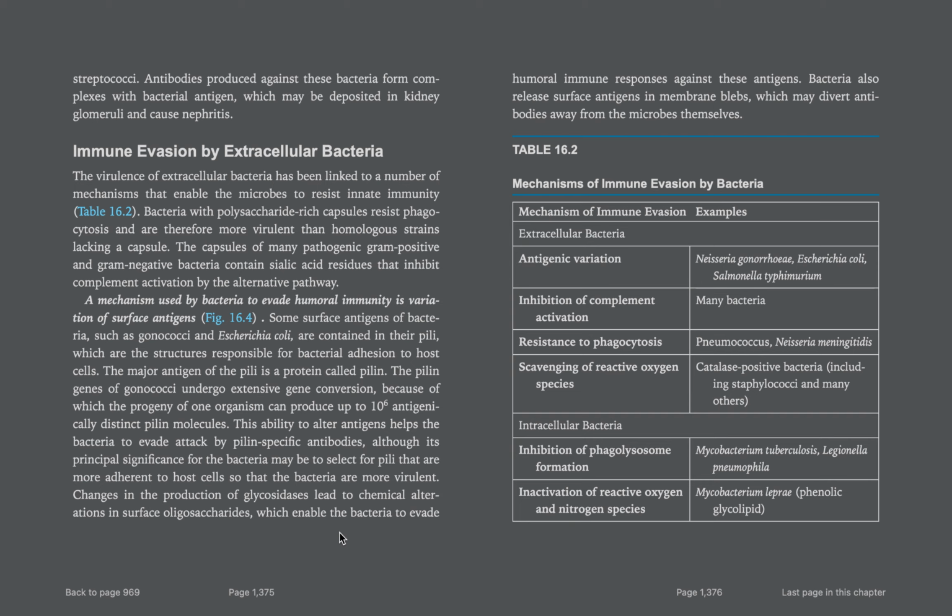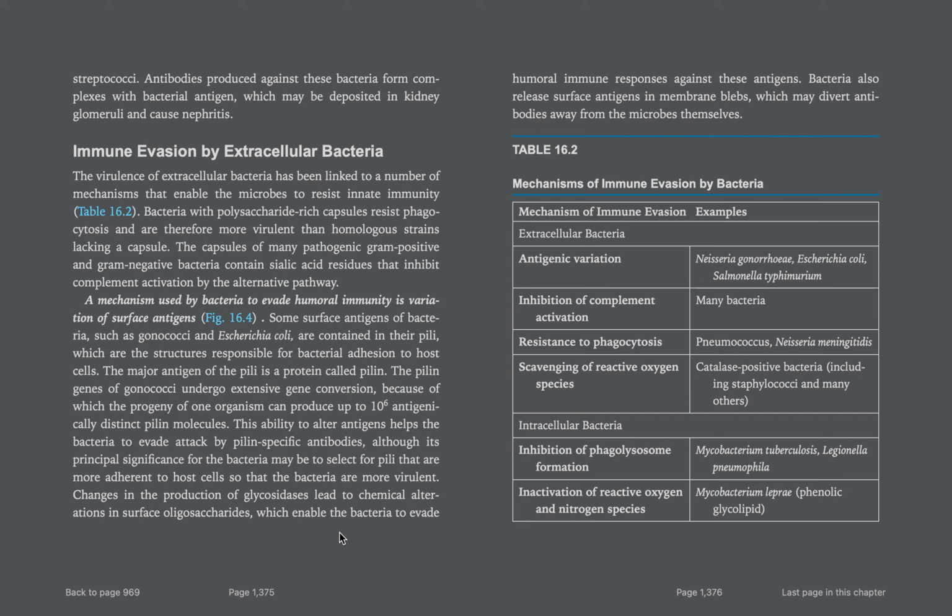Mechanisms of immune evasion by bacteria. For extracellular bacteria: antigenic variation, for example Neisseria gonorrhoeae, Escherichia coli, and Salmonella typhimurium. Inhibition of complement activation, many bacteria. Resistance to phagocytosis, pneumococcus, Neisseria meningitidis. Scavenging of reactive oxygen species, catalase-positive bacteria, including Staphylococcus and many others.